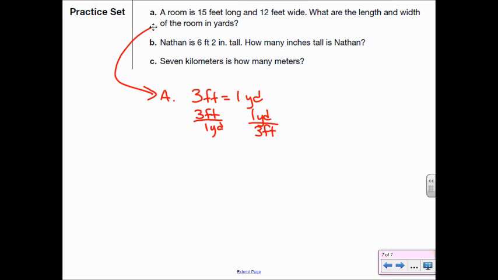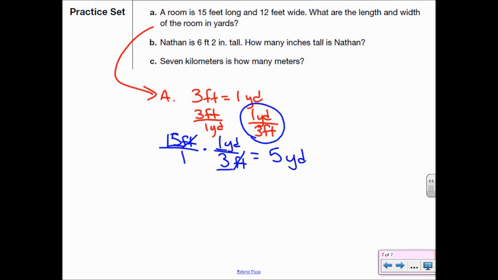So now I'm going to convert 15 feet and 12 feet. So I have 15 feet on top. Since feet is on top, I know that it needs to go on the bottom of the next one. So the one that has feet on the bottom is this. So 1 yard and 3 feet. Feet cancel out. And I have 15 times 1 divided by 3. 15 times 1 is still 15, divided by 3 is 5. And yards is my unit, since it has not been canceled out.